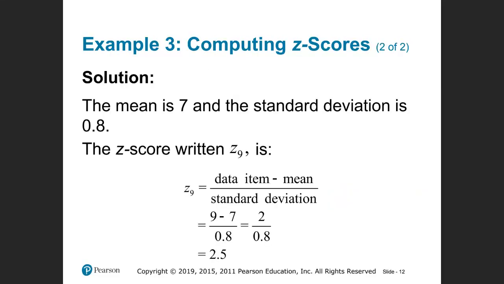The mean is 7, we're given that. The standard deviation is 0.8. So the z-score, which in this case is written z sub 9 because we're finding it for 9 pounds, is equal to the data item minus the mean divided by the standard deviation. That is our formula. The data item is 9 minus the mean, 7, over the standard deviation, 0.8. The numerator is 2, divided by 0.8, which is 2.5. That is the z-score. It's positive, which means it's above the mean.